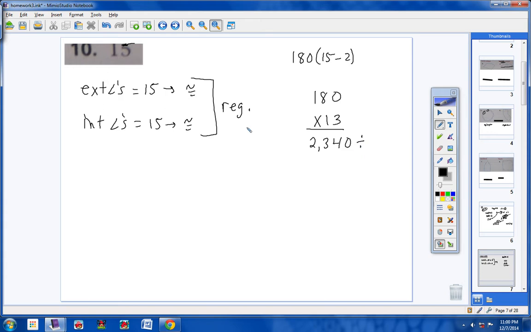Now, divide that by 15, because how many interior angles do I have? 15. So 2,340 divided by 15 will give you 156. So one interior angle is 156 degrees. Now, what is the sum of all the exterior angles? 360. It never changes. How many exterior angles do I have? 15. So divide by 15. 360 divided by 15 gives you 24. So the measure of one exterior angle would be 24 degrees. The measure of one interior angle would be 156.